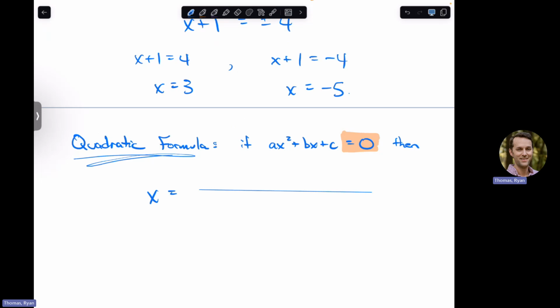So if we have ax squared plus bx plus c equals 0, then x is equal to, does anybody know it and want to sing or something? I think there are different versions of songs, but I'm not going to sing it, but I like to read it to Pop Goes the Weasel in my head. Negative b plus or minus the square root of b squared minus 4ac all over 2a.